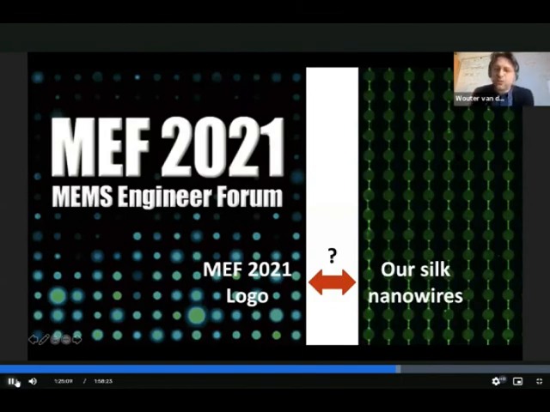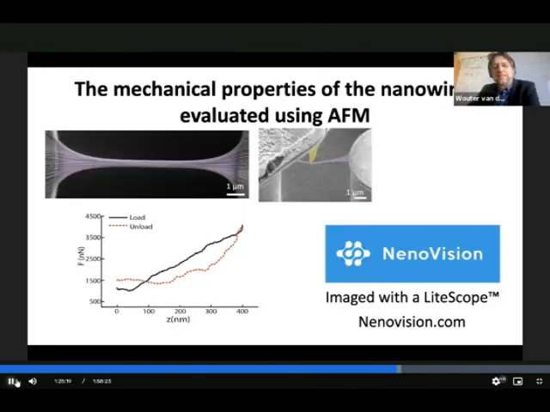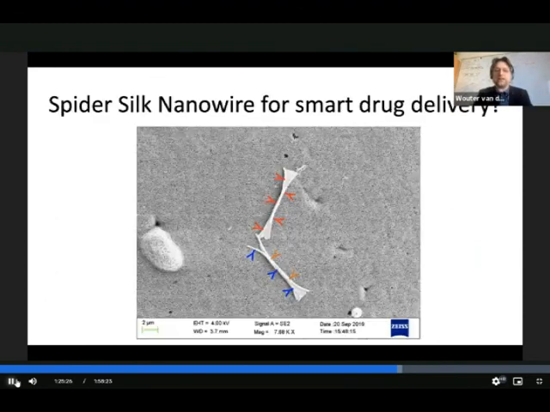And here I couldn't stop wondering, your logo of your conference looks very much like my nanowires. And I wonder why this is. So this was published in Advanced Materials in 2018. We then went down, we can measure actually the strength of such a wire, and you can even break it and you can do chemical measurements.